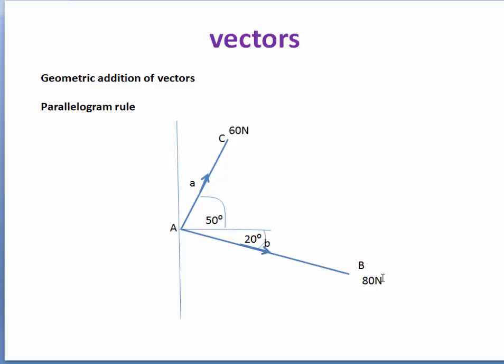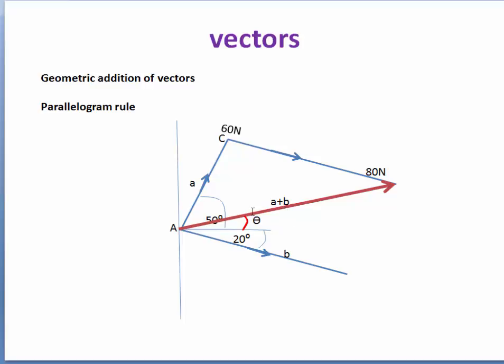and we've got 80 newtons acting in this direction. We can move this vector B up to form the other side of a triangle, so keep the direction the same, keep the length the same, and move it so that we've got the tail to the tip of this vector, like so. And then our diagonal, so we're going to form a triangle, it will be our resultant vector.